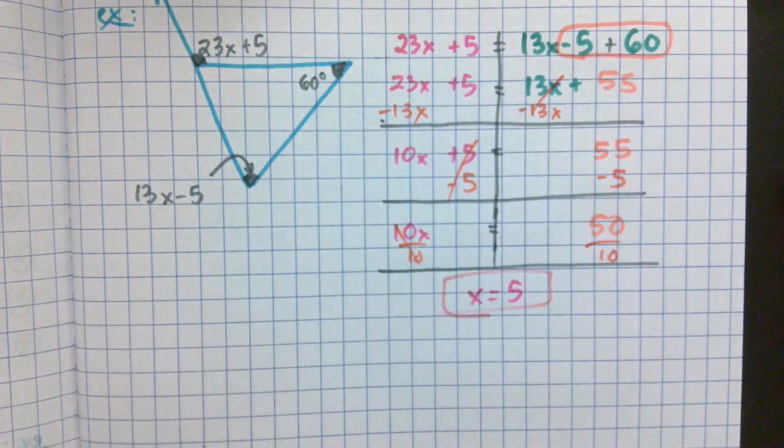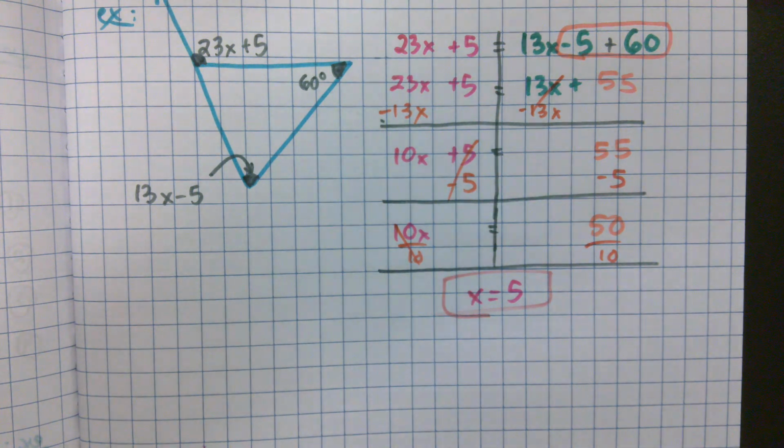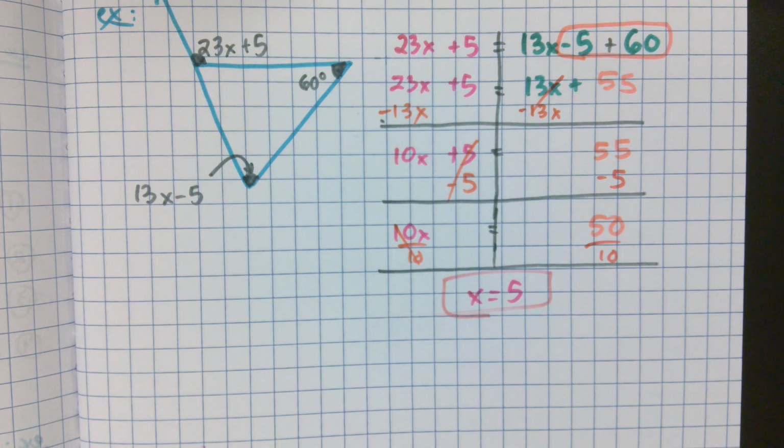Just like always, if we wanted to find the actual measure of the angle, we could plug 5 back in for x, but we don't have to do that. All we're looking for is x here. Everyone that I looked at got the same answer, which is awesome. This can typically get a little confusing, but I'm glad it's making some sense.